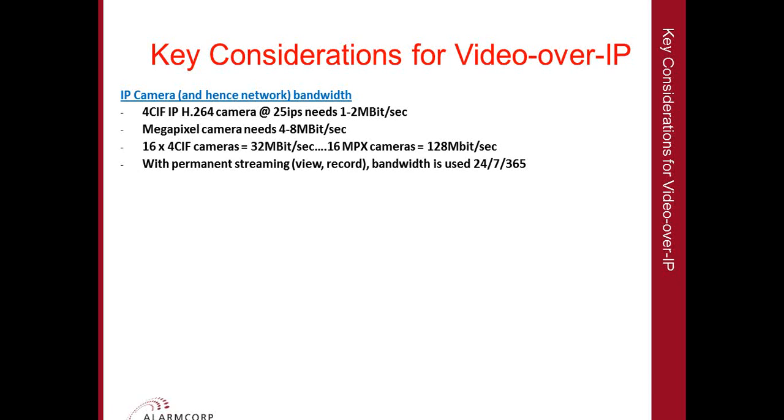So if we have 16 standard definition cameras, we're running 32 megabits per second. If we have 16 megapixel cameras, we might have 128 megabits per second being used. And if we have permanent streaming, viewing or recording, then this bandwidth is used on a 24/7 non-stop basis.